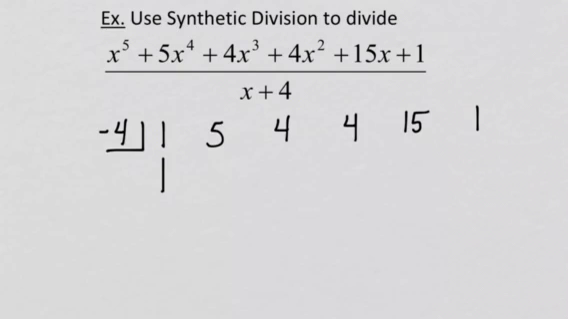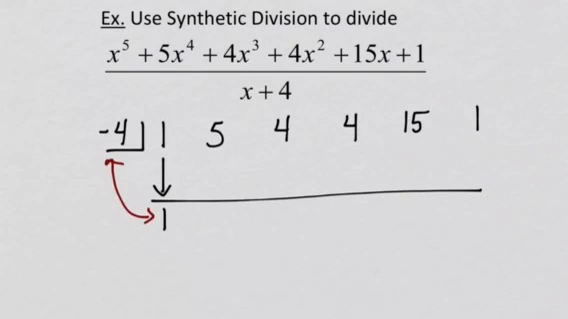Our first step in synthetic division is to bring down our first number. So we bring our 1 down, then we will multiply times the box. So when we multiply, we get negative 4. We place that value above the line. Subtract since our signs are different, so 5 minus 4 is 1. Multiply to get negative 4.